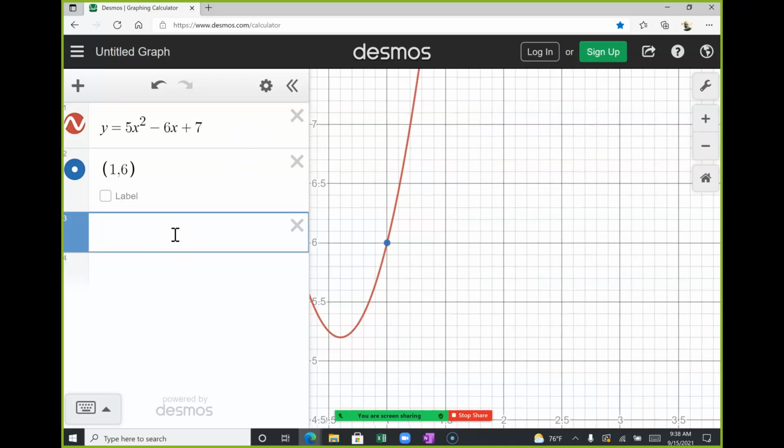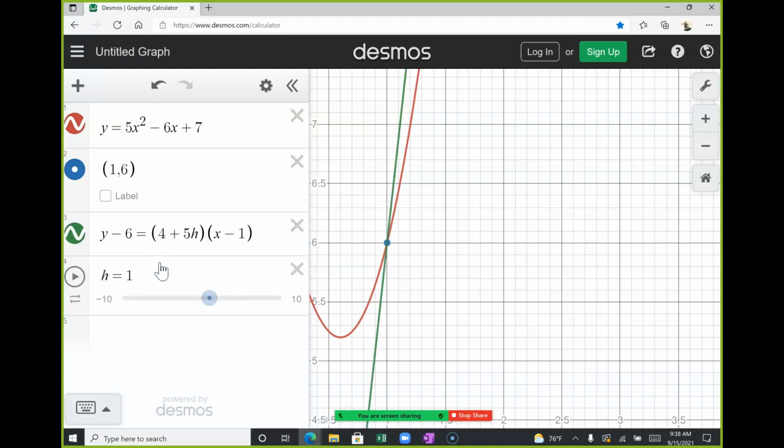Okay, so I got y minus 6 equals my slope of, help me again, 4 plus 5h? 4 plus 5h times the quantity x minus 1. And I want to allow a slider h. And so you can see here, as h gets smaller and smaller, I'm going to zoom in a little bit here.